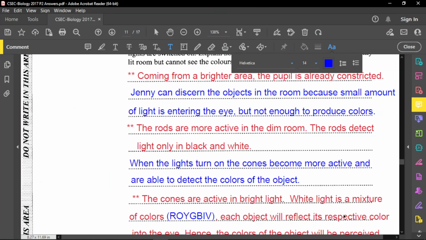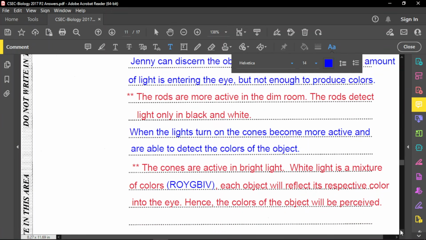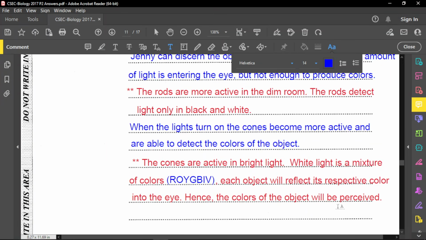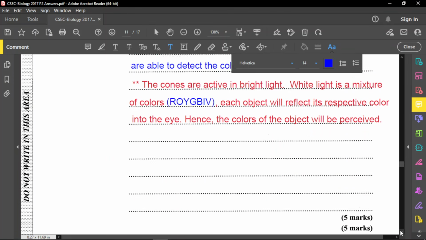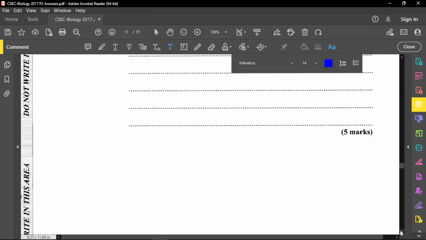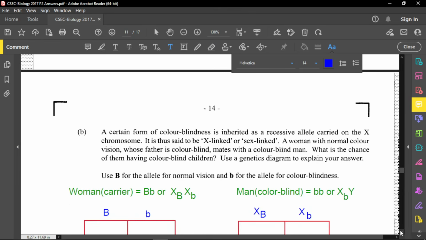So when the light becomes brighter and good white light is shining from the bulbs onto the furniture, then the white light contains ROYGBIV: red, orange, yellow, green, blue, indigo, and violet. And so each object will reflect its respective color into the eye. Hence, the colors of the object will be perceived or seen. All right? So that's a nice outline to tell you exactly what's happening, where she's coming from, what happened, and so on. That's 5 marks, nice and easy.